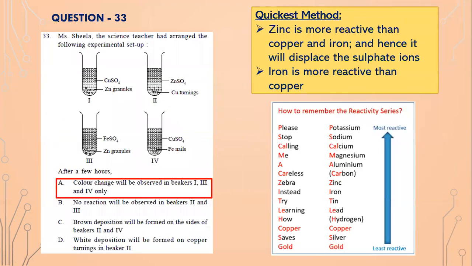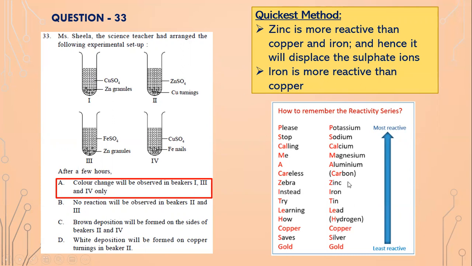Miss Sheila, a science teacher, had arranged the following experimental setup. After a few hours, the color change will be observed in beakers 1, 3 and 4, isn't it? Because 1, copper sulfate and zinc. Now, zinc is more reactive than copper. So zinc will actually displace the sulfate ions, isn't it? So reaction will happen here. Zinc sulfate and copper.